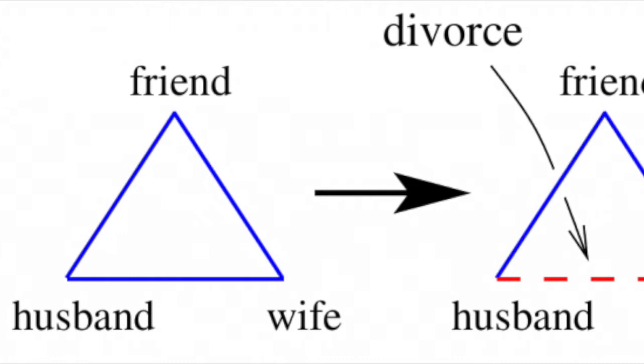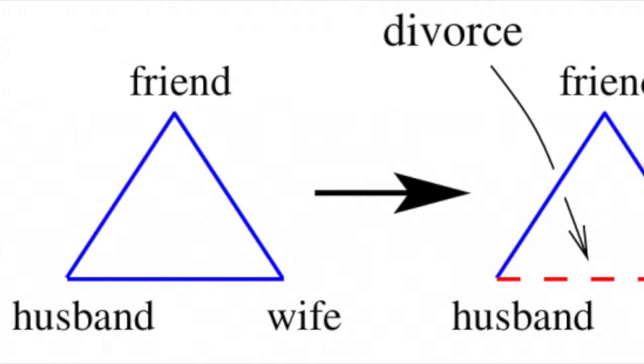So maybe the husband and the former friend break relations because he sees, okay, so he's more now in favor of my former wife. Now we have two negative and one positive edge. The system is balanced and the system is stable. Now I have a coalition of wife and friend against the husband.